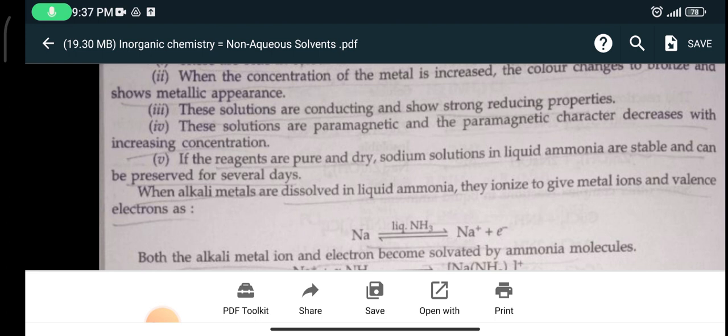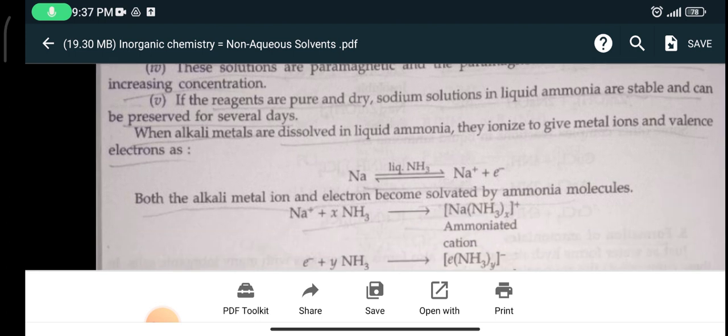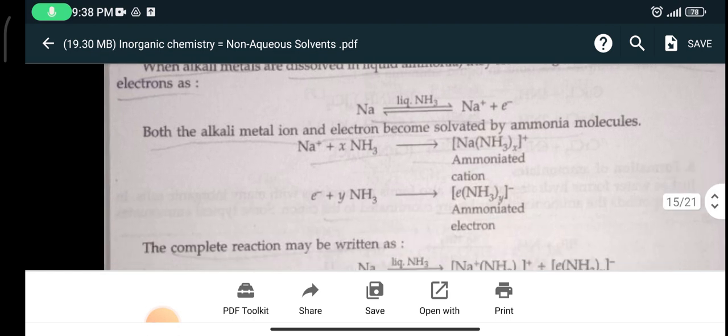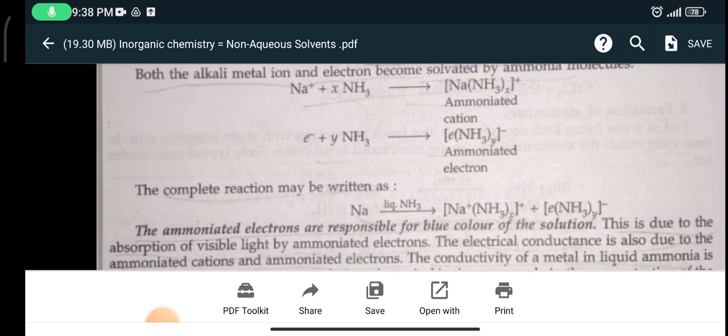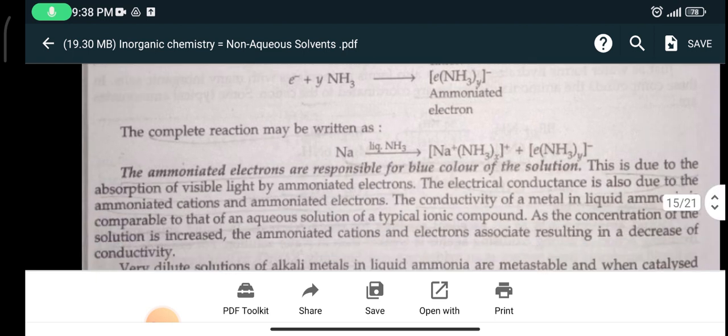If the reagents are pure and dry, the sodium solutions in liquid ammonia are stable and can be preserved for several days. When alkali metals are dissolved in liquid ammonia, they ionize to give metal ions and valence electrons. For example, Na in liquid ammonia gives Na positive and an electron. Both the alkali metal ion and the electron become solvated by ammonia molecules, forming ammoniated cation and ammoniated electron. The ammoniated electrons are responsible for the blue color of the solution. This is due to the absorption of visible light by the ammoniated electron.